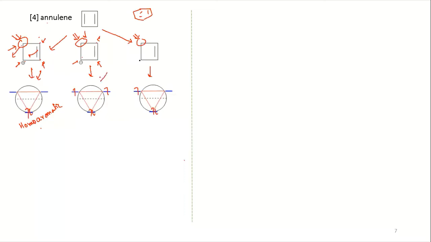This one, what will we call it? Anti-homoaromatic. Got it? And here you are populating the electrons in the antibonding orbital, so it is not going to form so easily. Okay, this is also not going to form easily, but this you can generate. Got it? Similarly, you can have a biradical or bicationic or bianionic system.